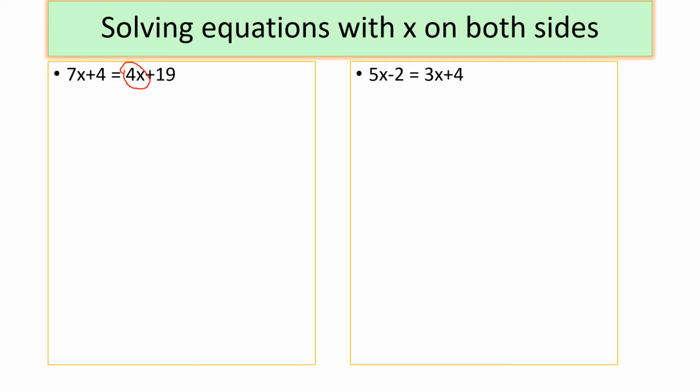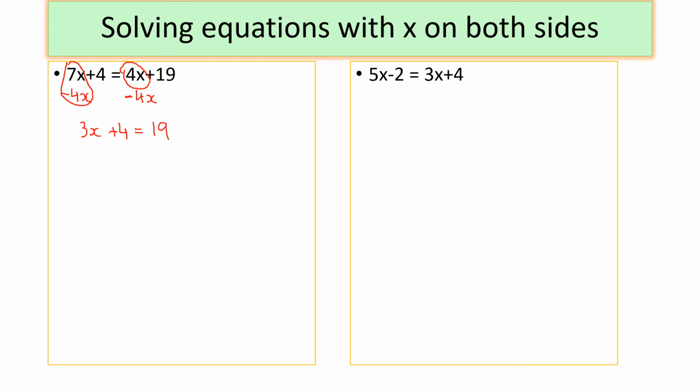Okay, I can get rid of it by taking it away. But remember with equations, whatever you do to one side, you have to do the same to the other side to make sure that you don't change the equation. Okay, so now 7x take away 4x is 3x. Now I still have add 4 left. Okay, now on the right side, 4x take away 4x is 0, so I have only 19 left.